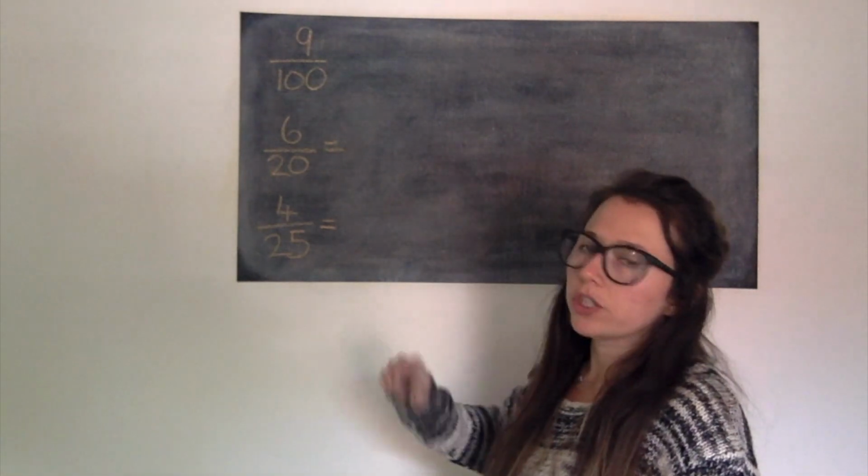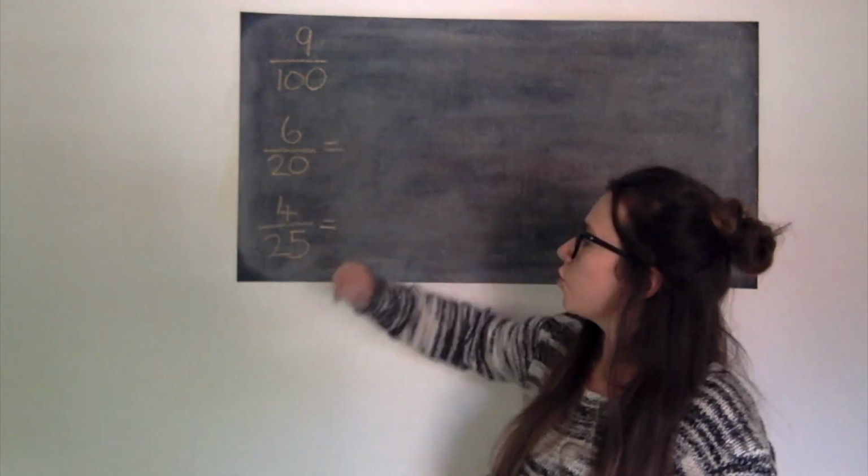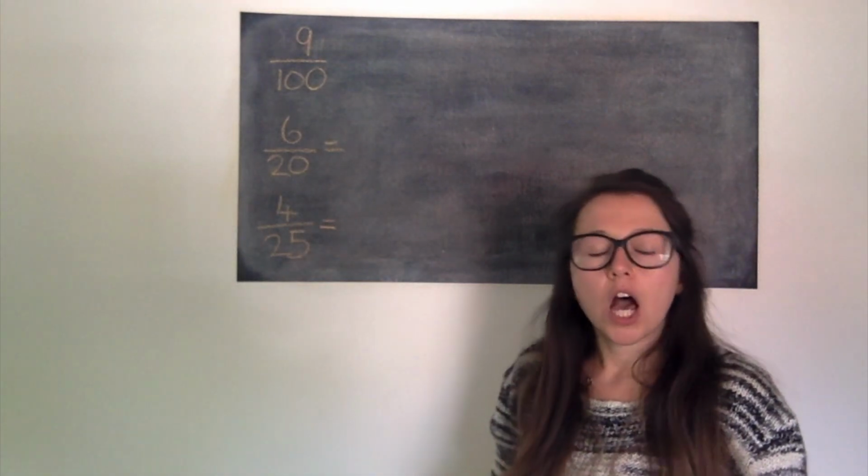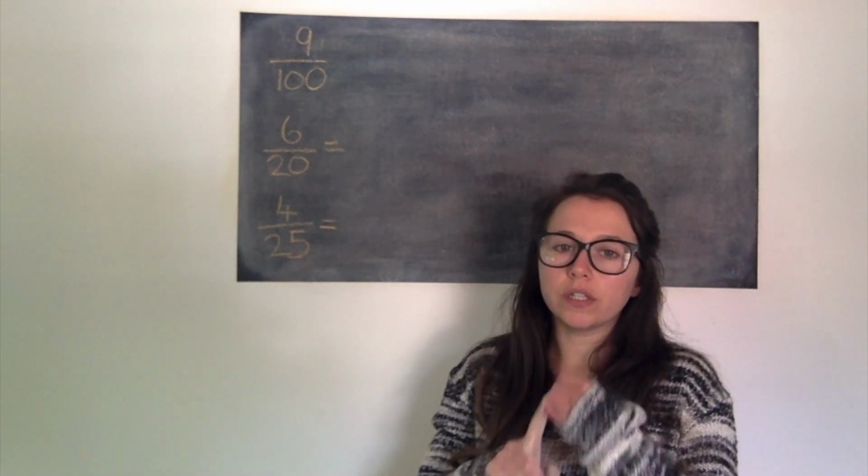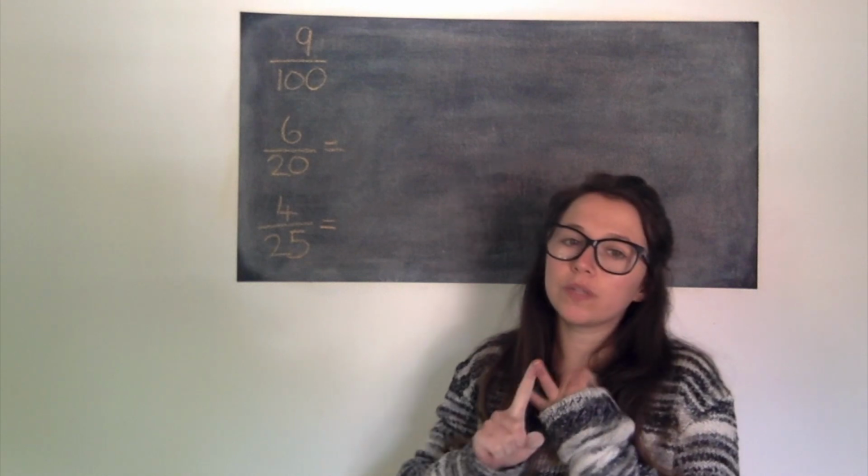Here are your fractions. So you've got 9 hundredths, 6 20ths and 4 25ths. I want you to have a go at turning them into percentages, and then if you can, see if you can do them into a decimal as well.